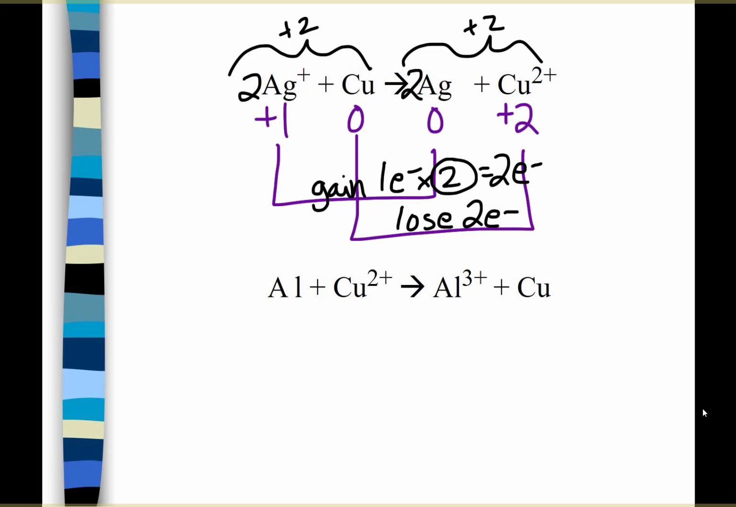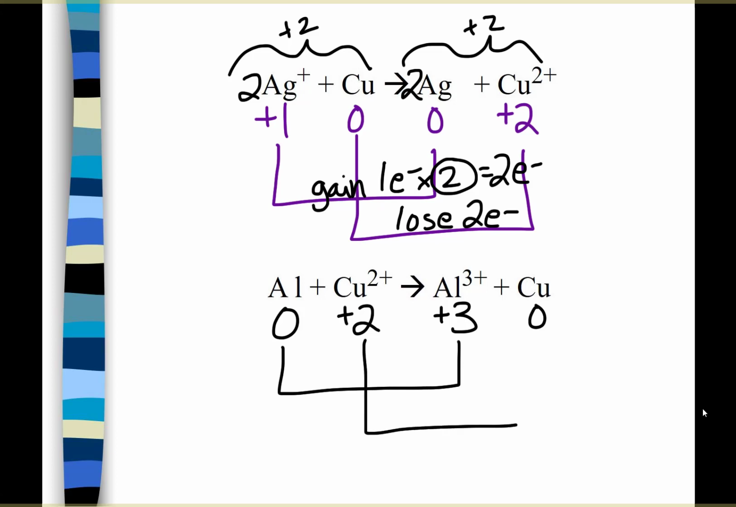Okay, we're back. So first assign oxidation numbers. Aluminum is a 0. Copper is a +2. We have this aluminum ion is a +3, and my copper atom is a 0. We are going to connect the ones that change. And then identify how many electrons are gained and lost in each case.